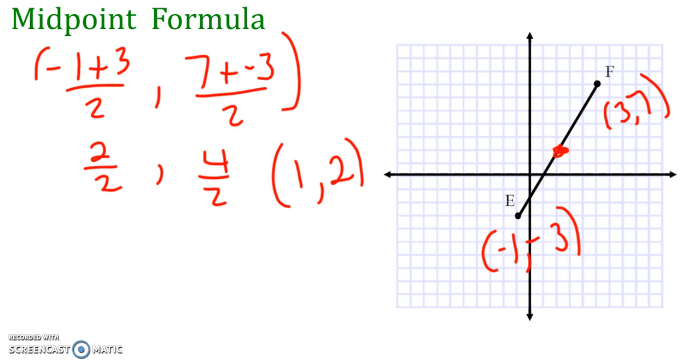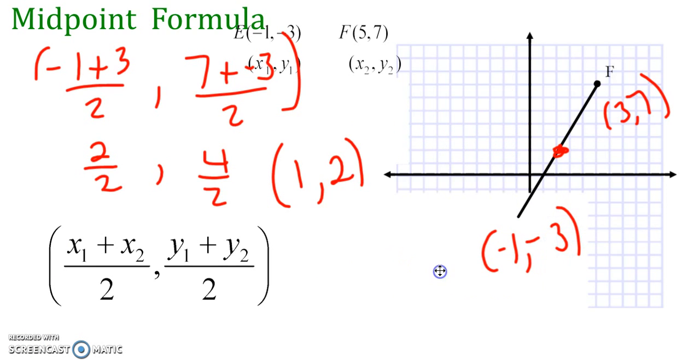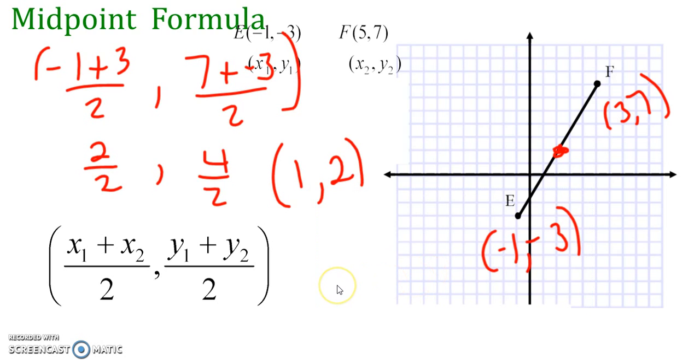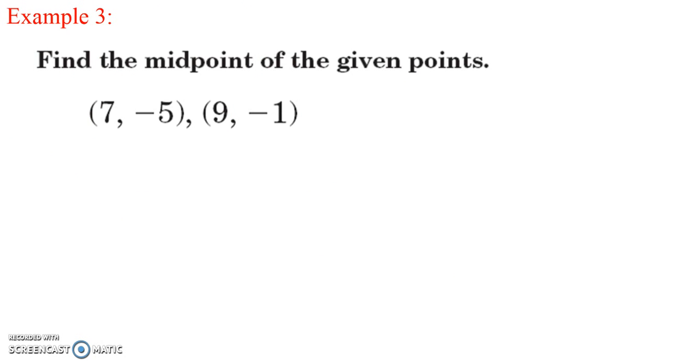So for your midpoint formula, it is the average of your x's and the average of your y's. So it's (x1 plus x2) over 2, (y1 plus y2) over 2. Since it's addition, it does not matter if you take -1 plus 3 or 3 plus -1. It's irrelevant since it's addition. So let's see if you can try this one by yourself, and then we'll go over it. So please pause the video.